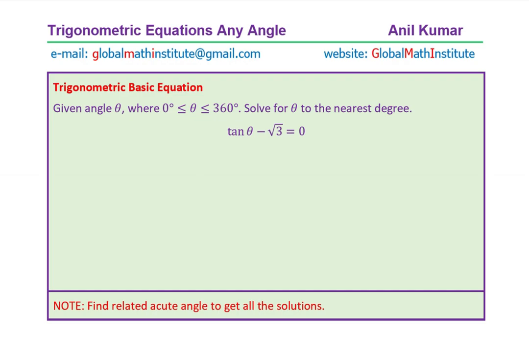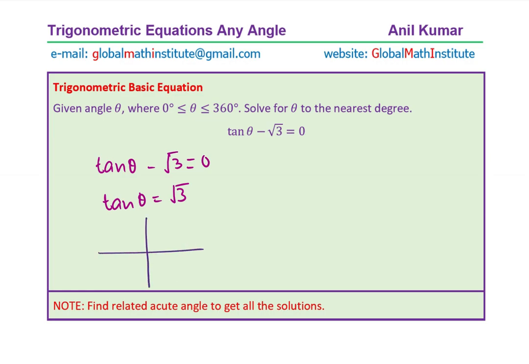And now we have the question, which is tan theta minus square root 3 equals 0. Clearly, tan theta equals square root of 3. And we have a special triangle which can work for us.